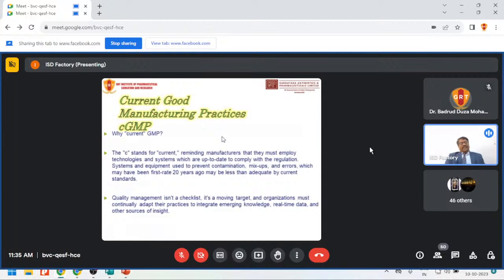So the C stands for current. Why has this C been included here? It reminds manufacturers that they must employ up-to-date technology and systems to comply with the regulations, including systems and equipment used to prevent contamination. In manufacturing there are a lot of machines, so we have to update the machines. We cannot keep using machinery that is 20 or 30 years old. We also should upgrade our systems as per Schedule M and the latest regulations, because we cannot use 40-year-old machinery. We have to update things.